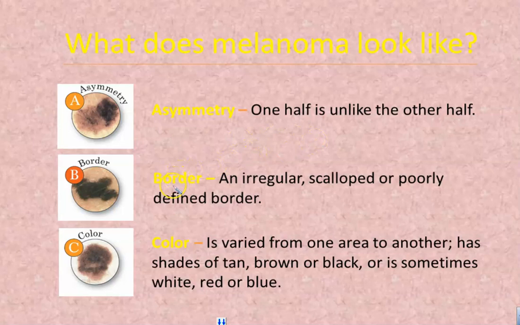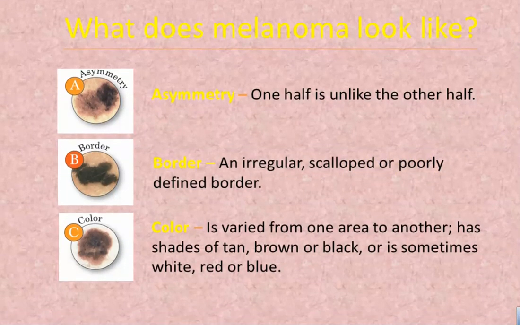The next would be border, B. So you're going to notice that the border, which is what's going around the patch of skin that looks different, is usually irregular, scalloped, or poorly defined. So you would look for the border.